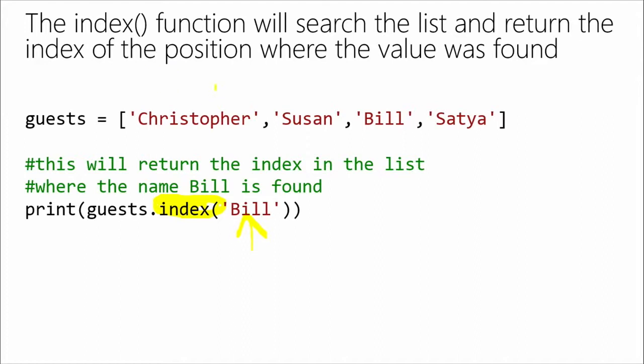So in this case, if I ran this code, Christopher's in position 0, Susan's in position 1, Bill in position 2, Satya in position 3. So when I say go find Bill, it's going to come back and it's going to return a 2. Yep. Because that's the index position of Bill's entry in the list.